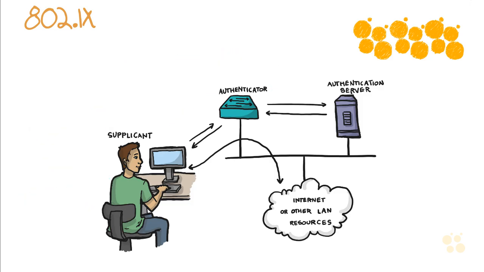Now let's focus our attention on this particular authenticator switch port itself, where this supplicant is making the connection. There are two states that we deal with on this port. We are initially in what is called an unauthorized state. When you're in the unauthorized state, obviously the supplicant cannot communicate through to access the internet or other LAN resources, but protocols like Cisco Discovery Protocol and Spanning Tree Protocol are going to be permitted on that particular port just fine.